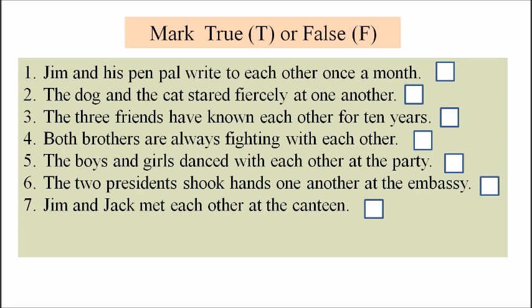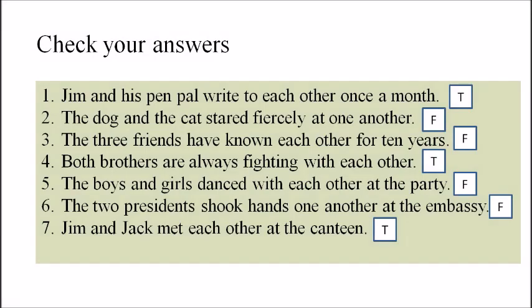Number 4. Both brothers are always fighting with each other. Number 5. The boys and girls danced with each other at the party. Number 6. The two presidents shook hands one another at the embassy. Number 7. Jim and Jack met each other at the canteen. See whether you have marked them correctly.